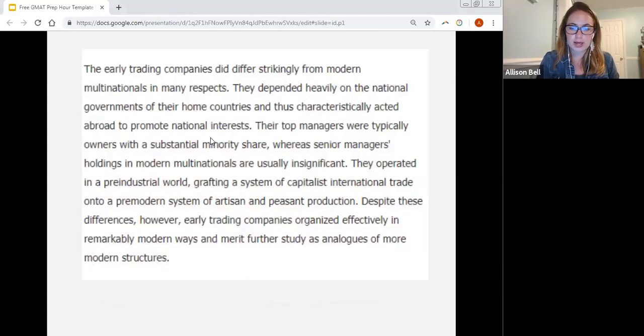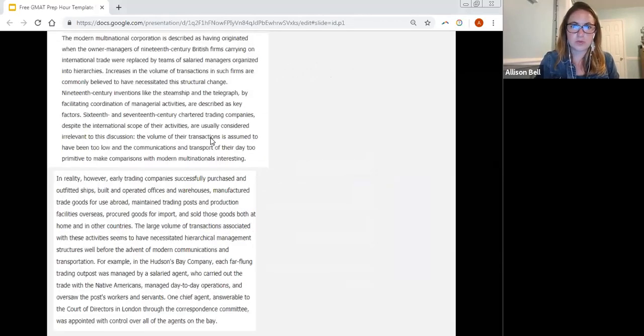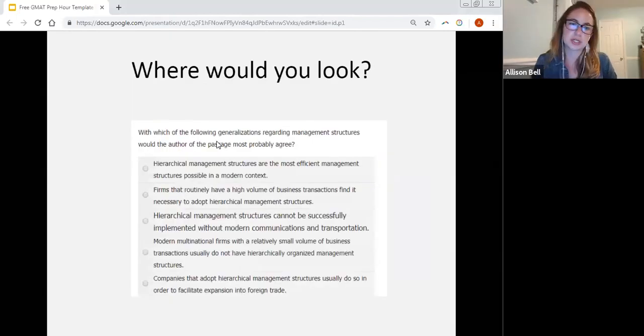Here's another one. It says, which of the following generalizations regarding management structures would the author agree with? It does give you a little bit of a prompt, but it's a prompt that's discussed throughout the entire passage. And so it's one where it would be difficult to find any one place to look back at. So for a question that's just like, what is the author's main idea? That is something that you're going to use basically your mental map of the passage to answer rather than looking back to any one place.